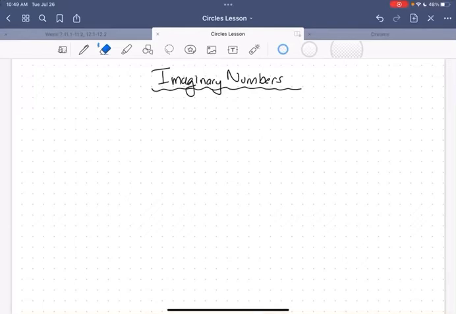Hi everyone, today we'll be doing a lesson on imaginary numbers. When people are on the SAT and they see imaginary numbers, they tend to panic and get scared because it sounds scary, something you're unfamiliar with. But you don't have to be scared, it's not that difficult. It's pretty basic. There's only a few things you need to know.